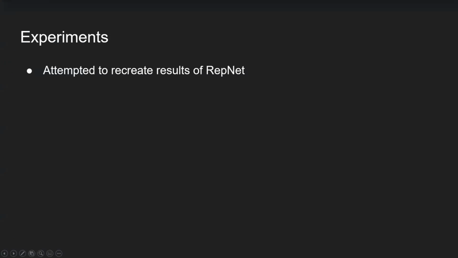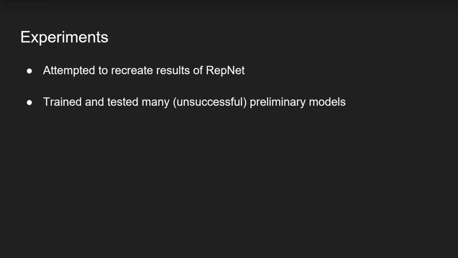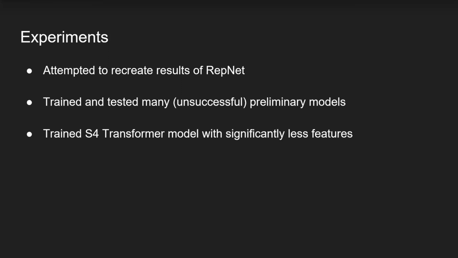So we did a number of experiments, and the first was that we recreated the RepNet model, as the one that the DeepMind people released was different from the one they published and reported in the paper. We tried to recreate and then model it. The second was we tested multiple models that were quite unsuccessful compared to the base model that we have right now. Next, we tried different variations of the S4 transformer.